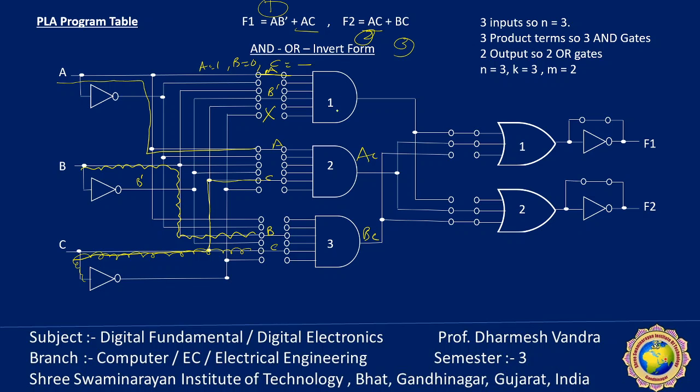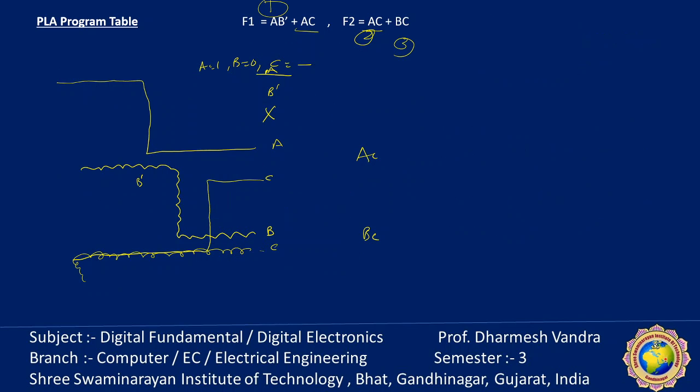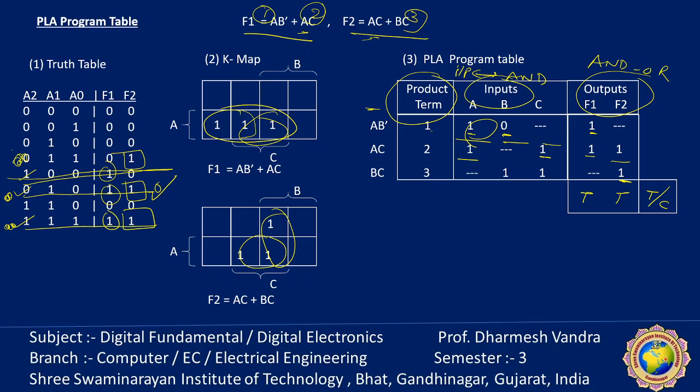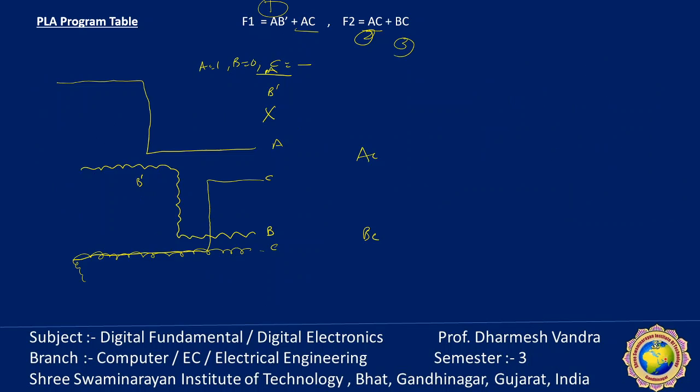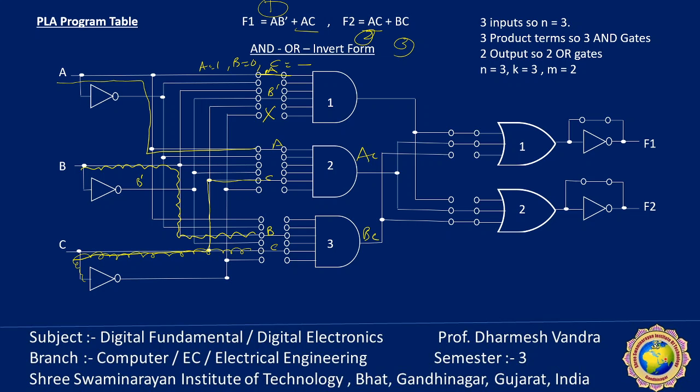So the column heading is outputs. In the previous case, this output decides which links are open and closed. F1 has product terms 1 and 2, and F2 has product terms 2 and 3. Okay, let's see how it can be established.